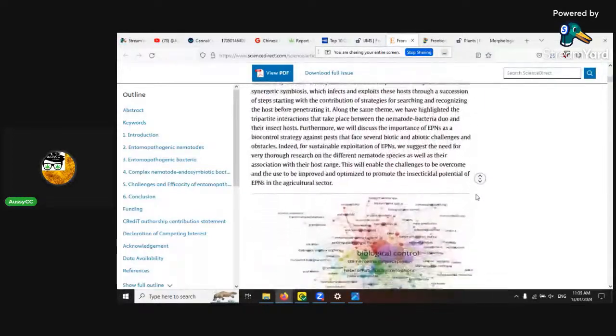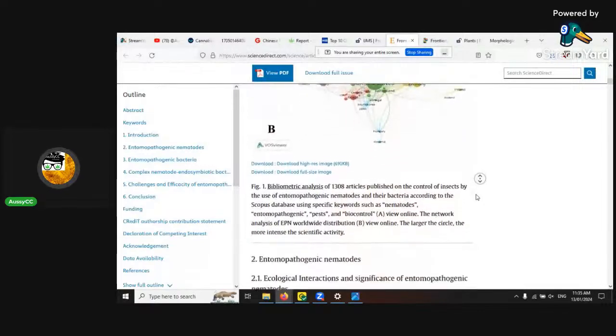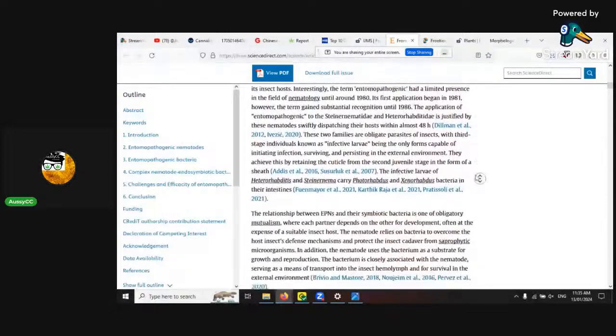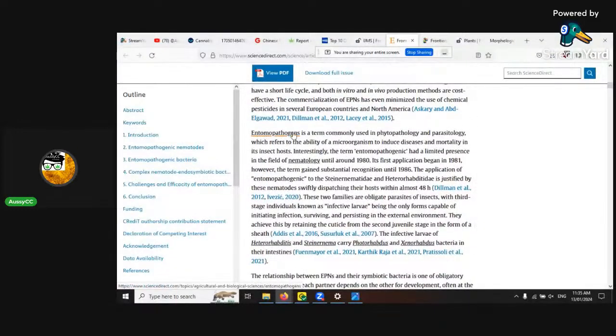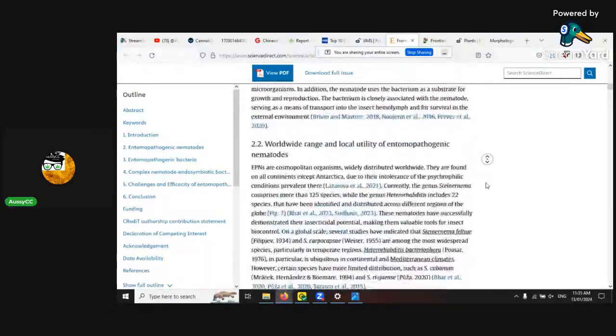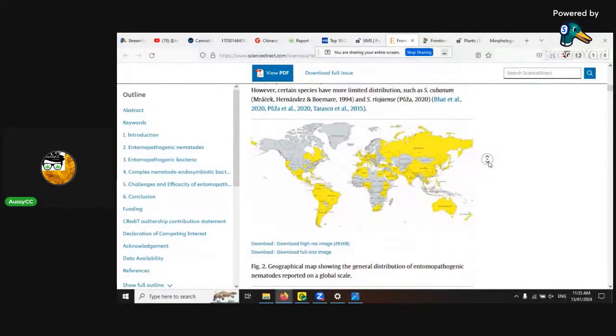I'm not even sure if there's any slides to look at, but I remember reading through it and thinking, cool. I didn't learn much from it, from memory. There's the term. Entomopathogen is the term commonly used in phytopathology and parasitology, which refers to the ability of a microorganism to induce disease and mortality in its insect host. And there's a graphical map showing the general distribution of entomopathogenic nematodes reported on a global scale.